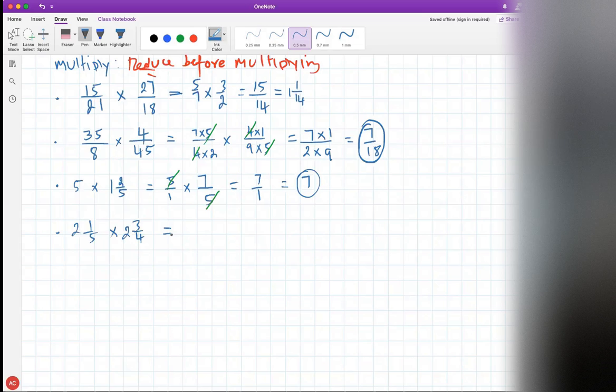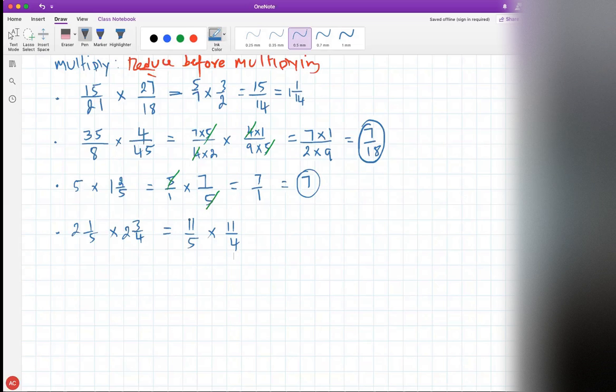11 over 5, multiplied by 11 over 4. That makes more sense now. It's much easier. Again, we know that we can multiply straight across, but before that, is there anything we can do? Can we simplify this before multiplying?